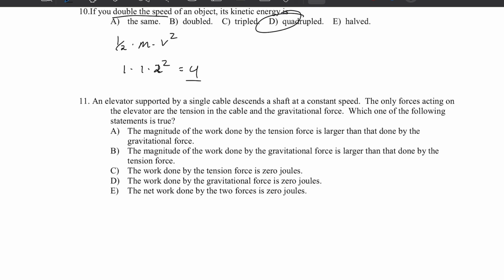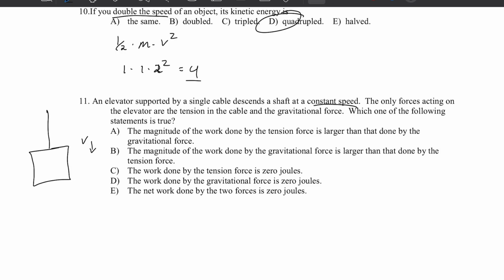Number 11, an elevator supported by a single cable descends a shaft at a constant speed. We know constant speed means balanced forces, no acceleration, net force 0, equilibrium. More importantly here, balanced forces. The only forces acting on the elevator are the tension in the cable going up and the gravitational force going down. Which of the following statements is true?